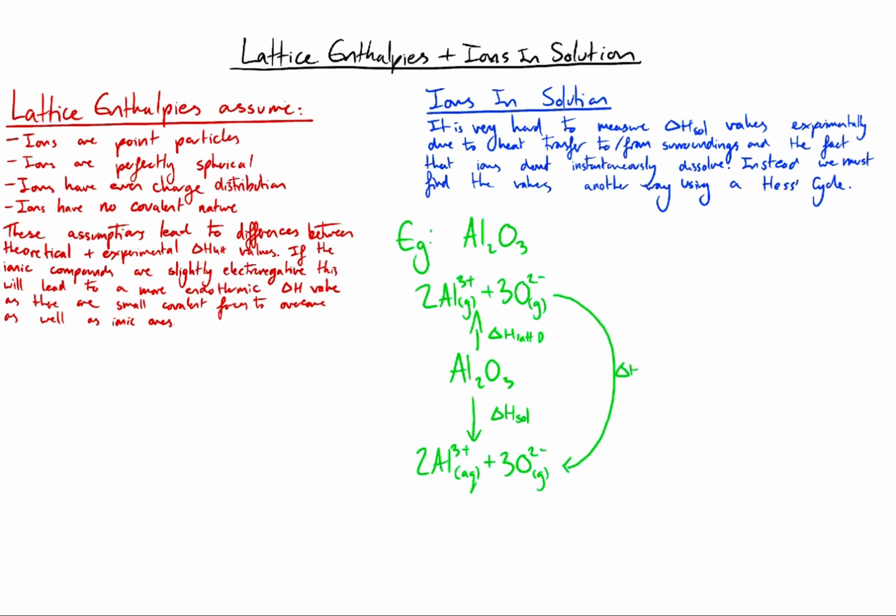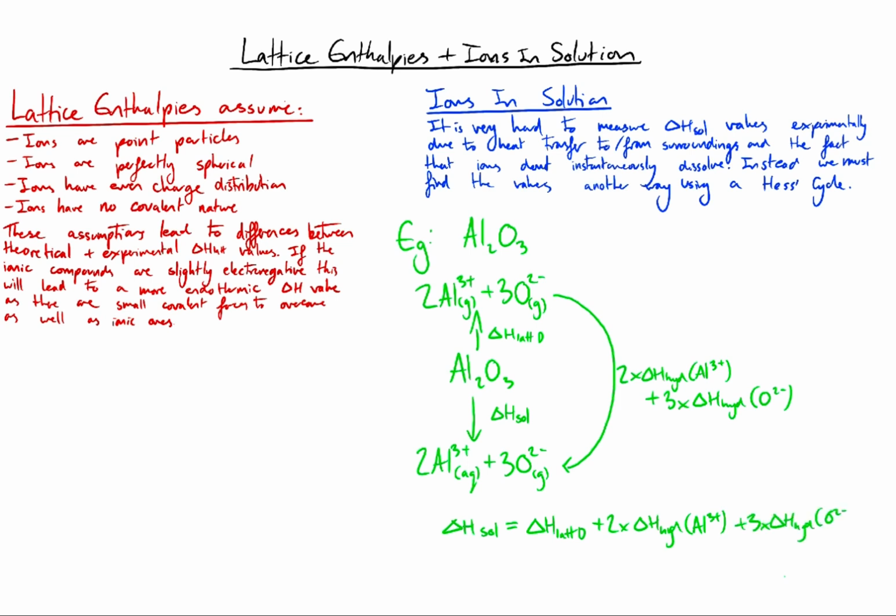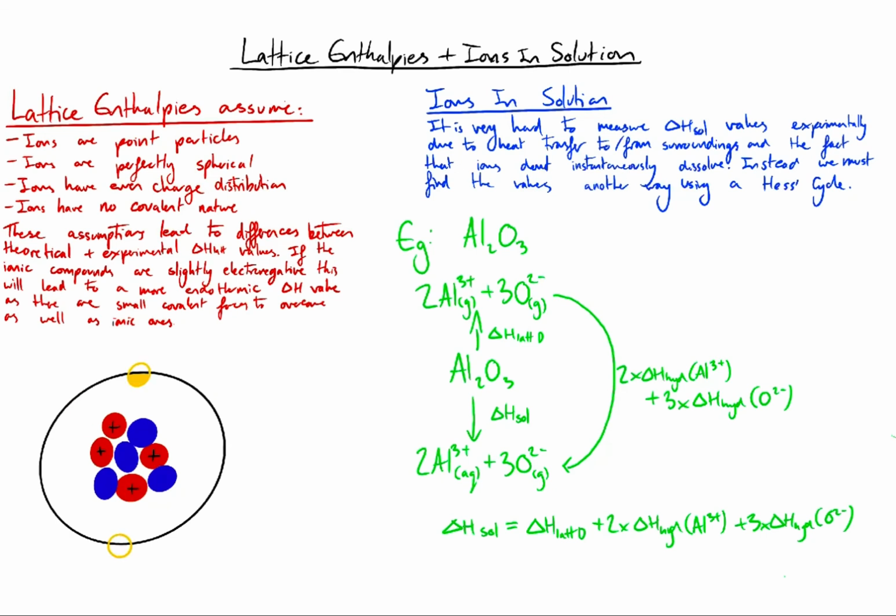On the solution side, we then use our delta H of hydration to convert our gaseous ions into aqueous ions, and so that will give us 2 times the delta H of hydration of aluminium because we have 2 aluminium ions, and 3 times the delta H of hydration of oxygen because we have 3 oxygen ions. And then we can simply combine these values into a quick algebraic equation which gives us the delta H of solution of aluminium oxide.